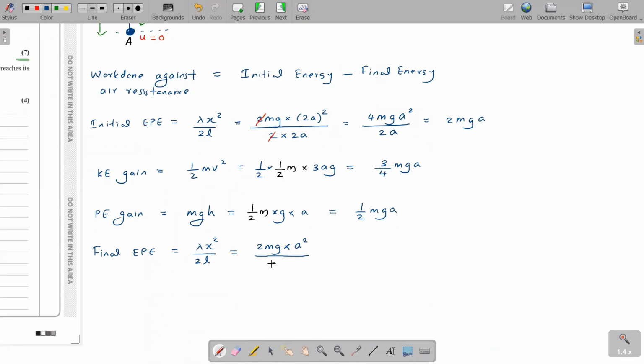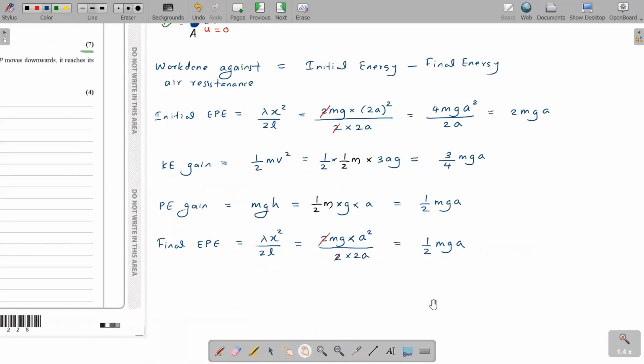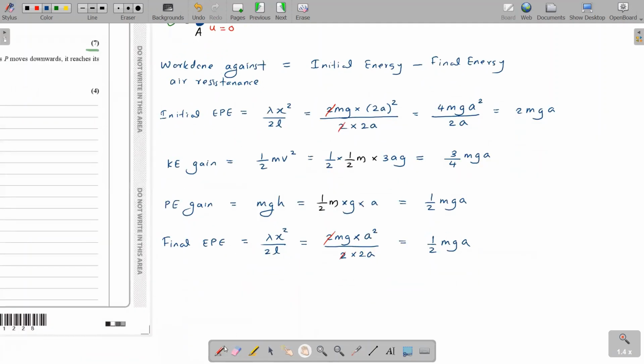So lambda a squared over 2 times the natural length 2a. Agreed? Okay, so when you simplify, the 2 cancels out, and I get half mga. A also cancels out. So I get half mga. Do you agree with me? So I think I have all the energies sorted out here, and all I have to do now is apply this equation: work done against air resistance equals initial energy minus final energy. Let's input those values.